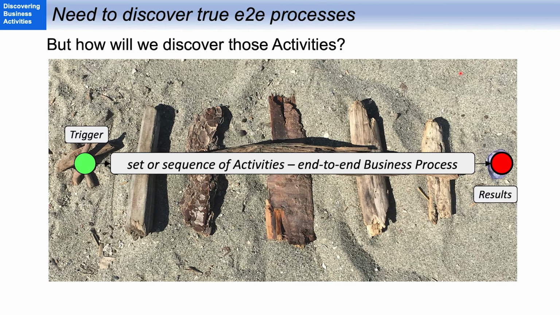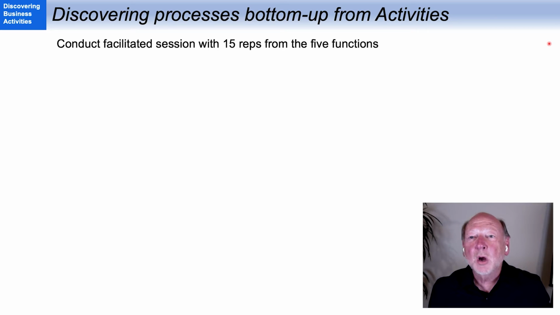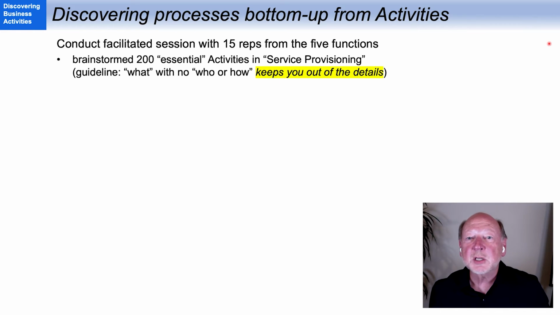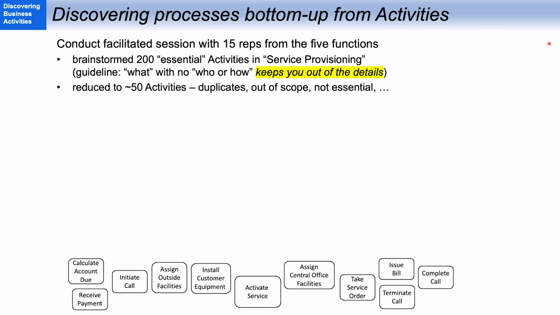And we were able to do that once we decided how we were going to discover those activities. And this was my first use of bottom-up techniques, and it was pretty straightforward. We simply used a facilitated session. Essentially, we asked people what their activities were. We had a facilitated session with representatives from each of the 5 functions. We brainstormed 200 essential activities, strictly following the guideline to focus on what, not who or how, to keep us out of the weeds. Reduce that to 50 activities.